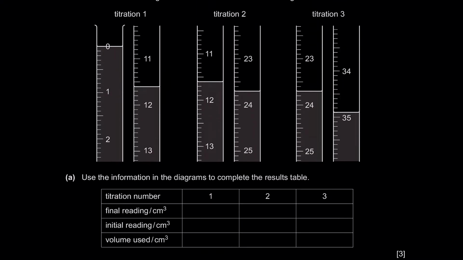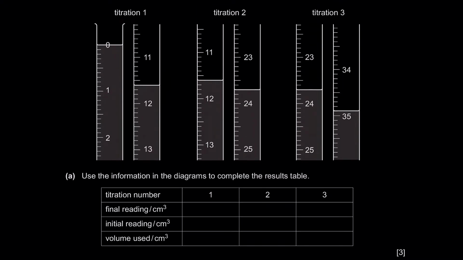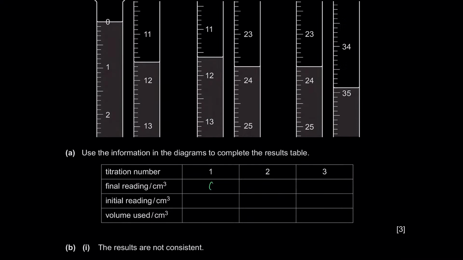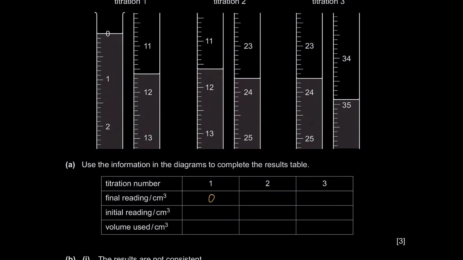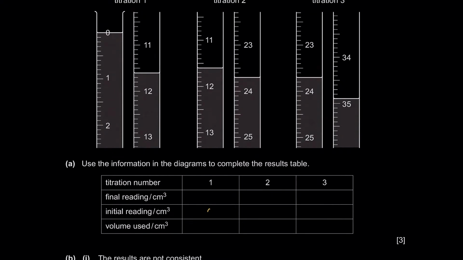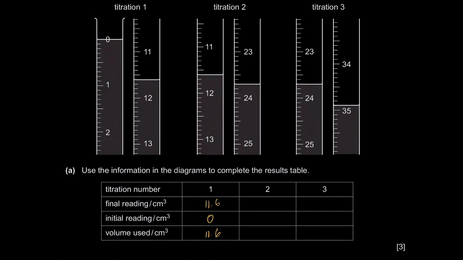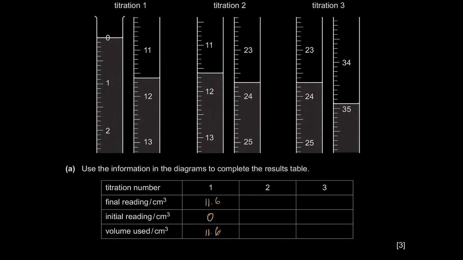Okay, I have to record the readings. This is good. The first one is 0, and the second one is 11.6. Total is 11.6. What a coincidence. And it goes to 23.5, 23.6, and 23.7.